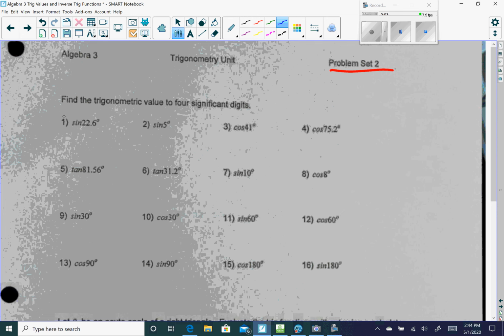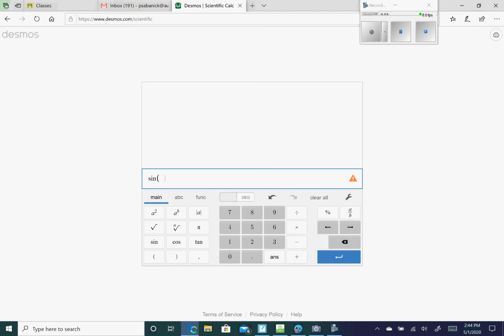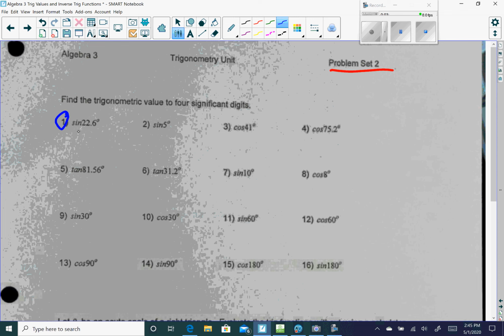We're just going to start with number 1. All you have to do is go to your calculator and type in sine of 22.6. If you're in this mode, go back and hit main, and notice the sine in parentheses comes up, 22.6, and then your answer shows up here. We're going to round to 4 decimal places, so this is 0.3843. We'll say it's approximately 0.3843.